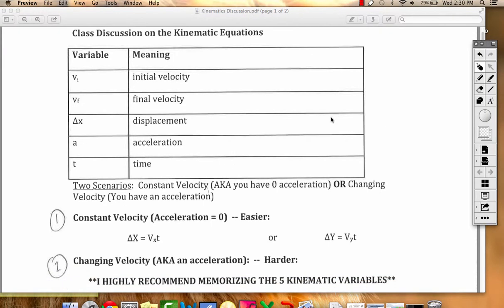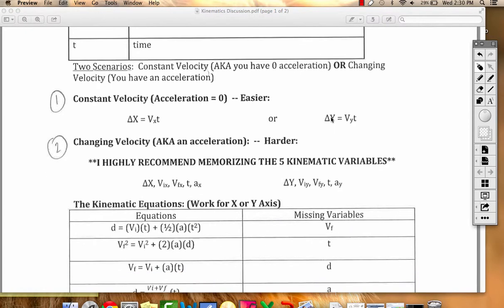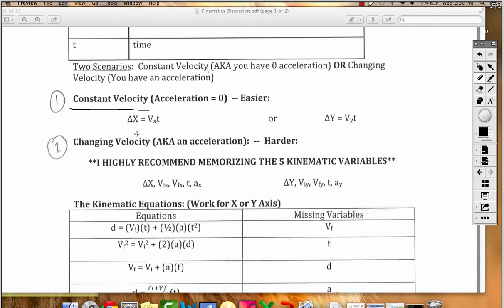Basically, when you're dealing with kinematic equations, there's two scenarios that you'll run into. The first scenario I have marked here as number one is when you have something that's dealing with constant velocity, meaning that there is no acceleration in the problem. And if you're dealing with constant velocity, basically you have two equations, and they really are the same thing. Delta x, which would be the displacement in the x direction, is equal to the velocity times the time.